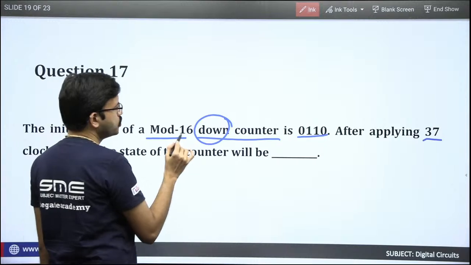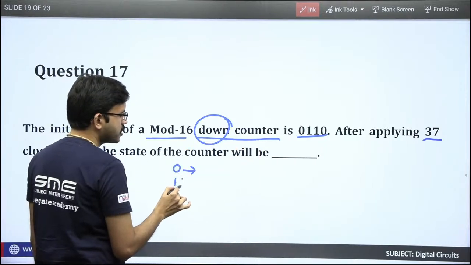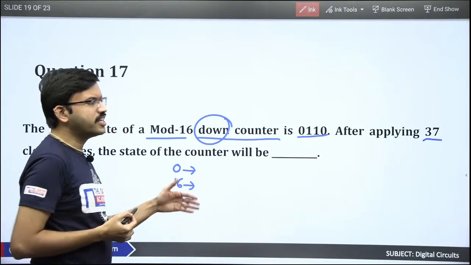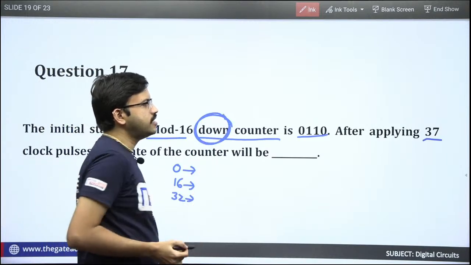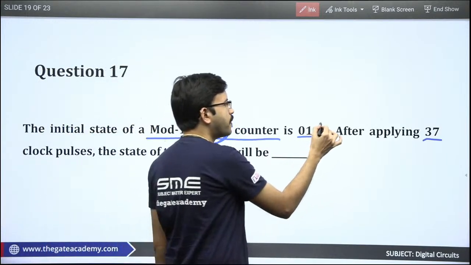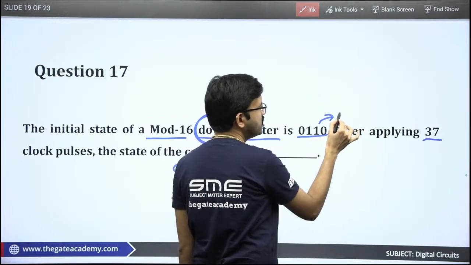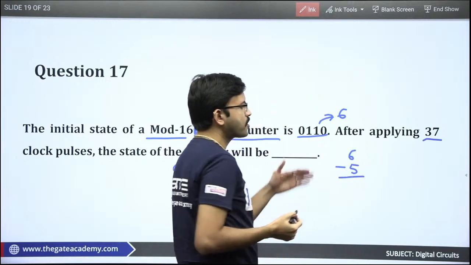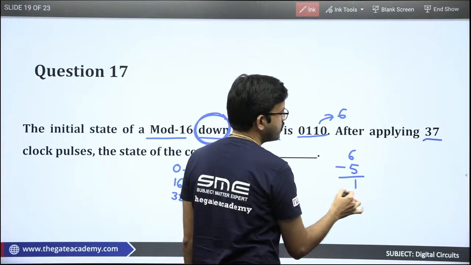At the 0th clock pulse, what is the state you are having? At the 16th clock pulse also the same thing, at the 32nd clock pulse also the same thing. After that you have to apply 5 more clock pulses. Since they have mentioned down counter, this value will be decremented by 1 for each and every clock cycle. Here 0110 is nothing but 6, so for each clock pulse the counter value is decremented by 1. 6 minus 5 is nothing but 1.